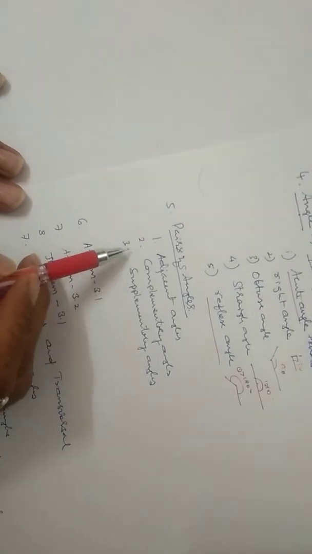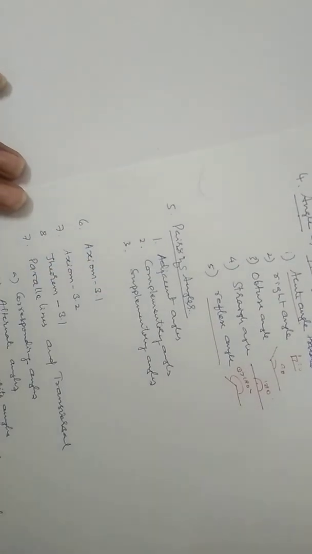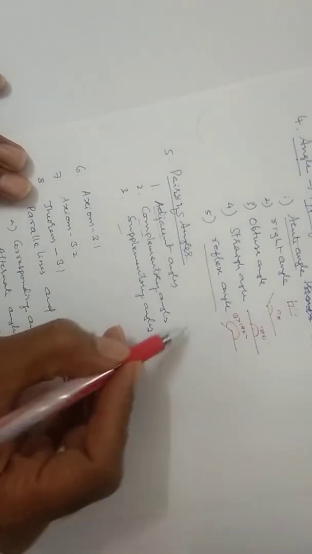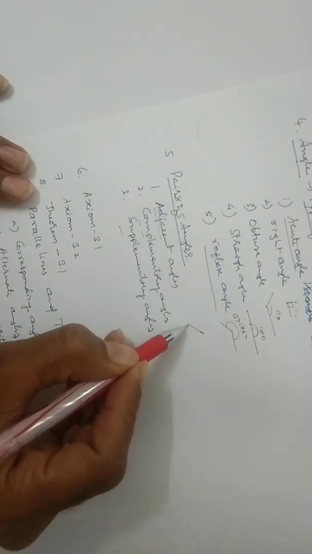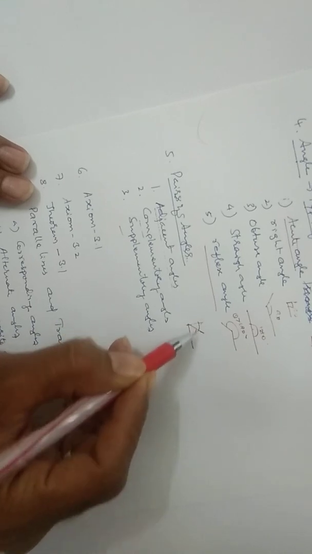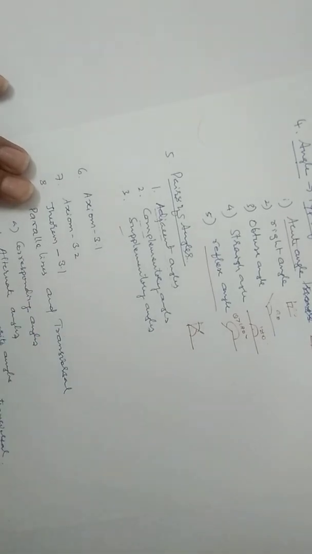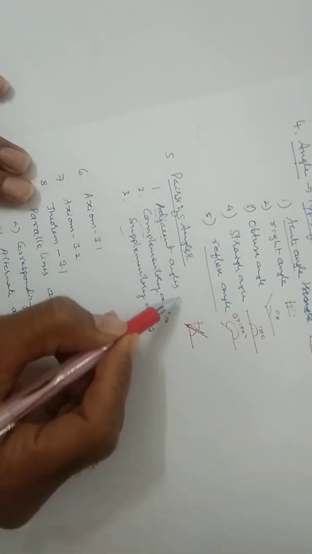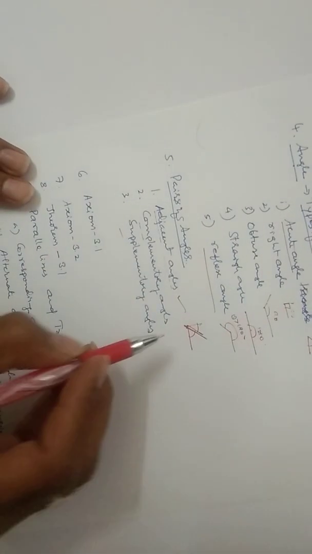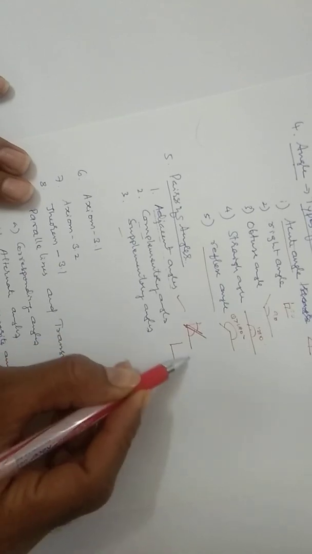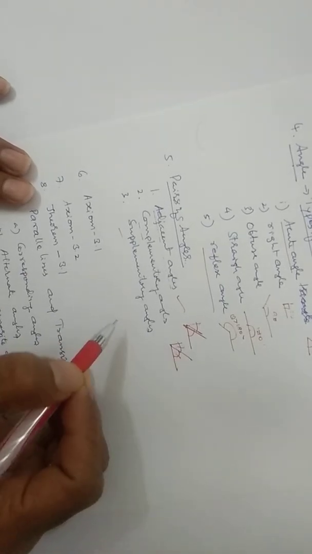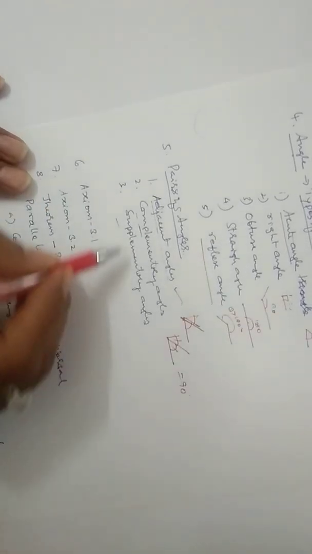We also discussed pairs of angles: adjacent angles, complementary angles, and supplementary angles. Adjacent angles are angles which are side by side, where one ray is common to both angles. Complementary angles are adjacent angles whose sum is exactly 90 degrees.